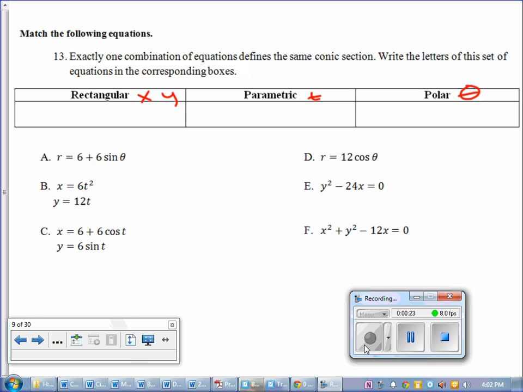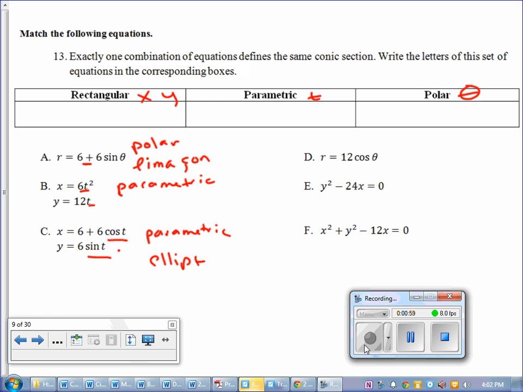So A is polar, because I see r and theta. And when you have a number plus another number with a plus sign, that makes some type of limacon. B, because there's 2 equations for x and y, and I see a t, that's a parametric equation. C, again, I see x and y, and it's a parametric equation. And because it uses cosine and sine, it's going around, because cosine and sine go around the unit circle. So it's making some sort of round shape, either an ellipse or a circle.